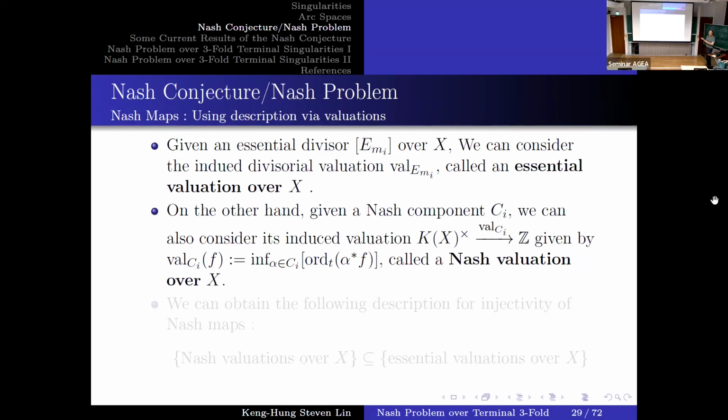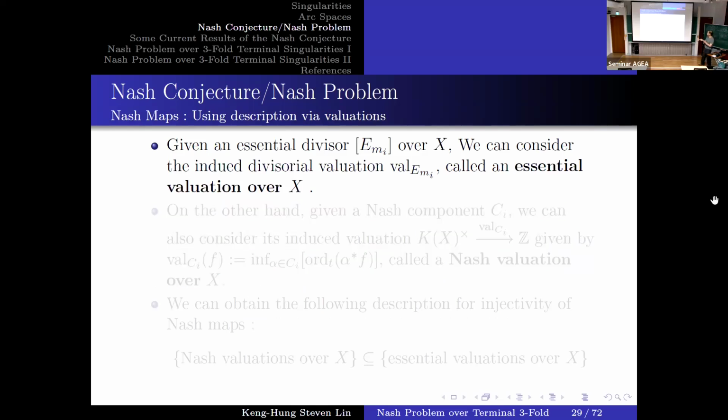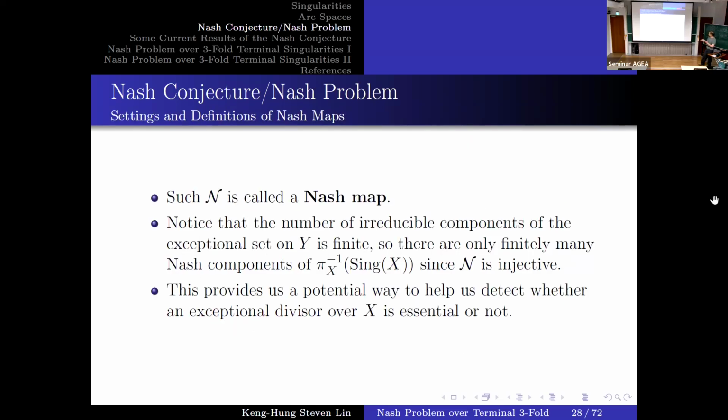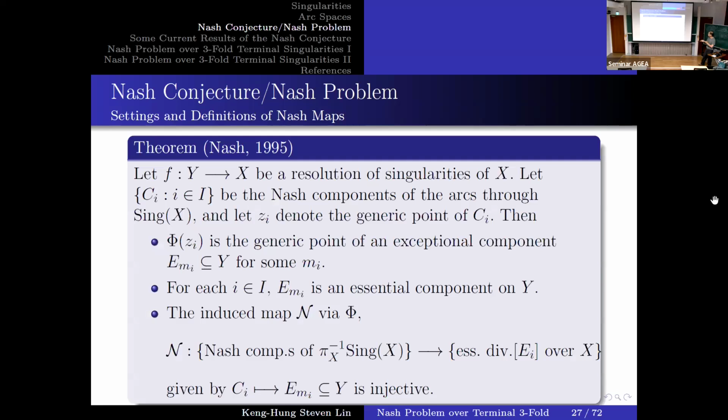I have a question about the previous slide. Why do you consider the image of the generating point? Can you just consider the image of the component? Still the previous one, in the statement of Nash's theorem. Oh, you mean this one? Can you just consider directly the image of C? Oh, in this case, yes, we can just directly consider the image of C. This is okay.